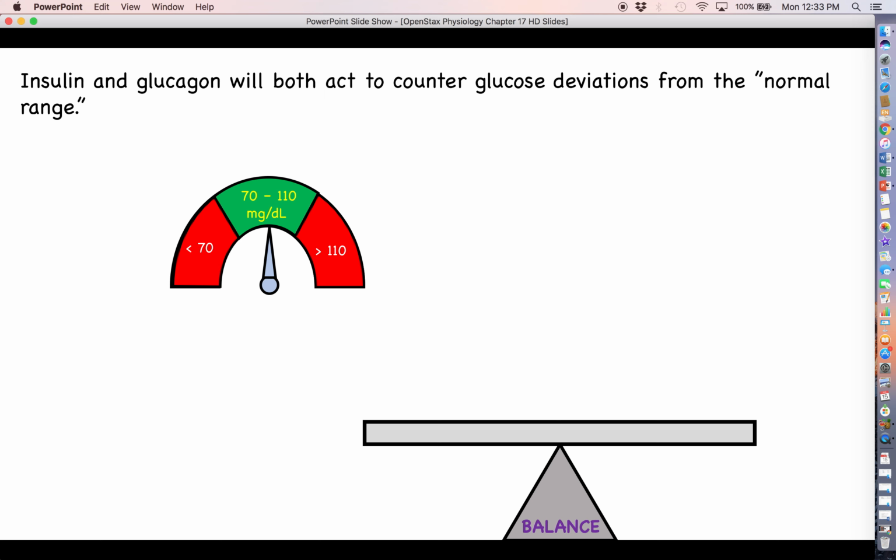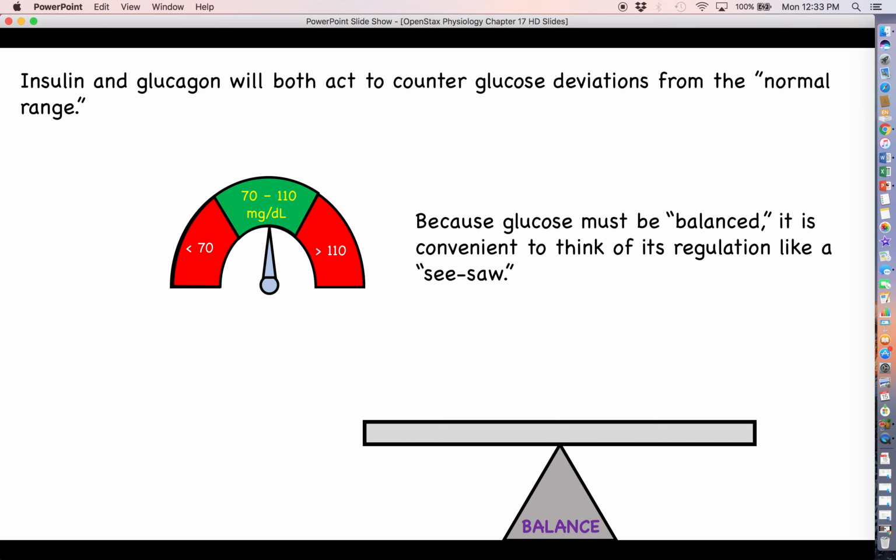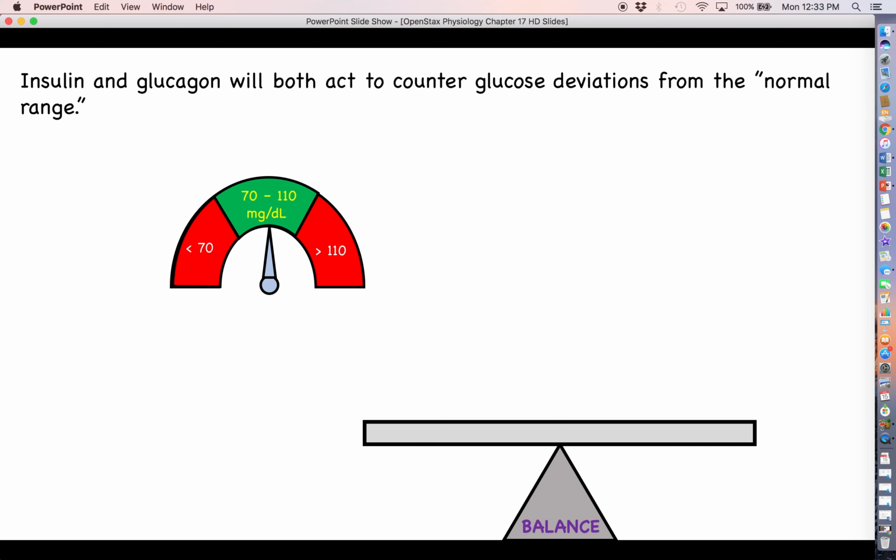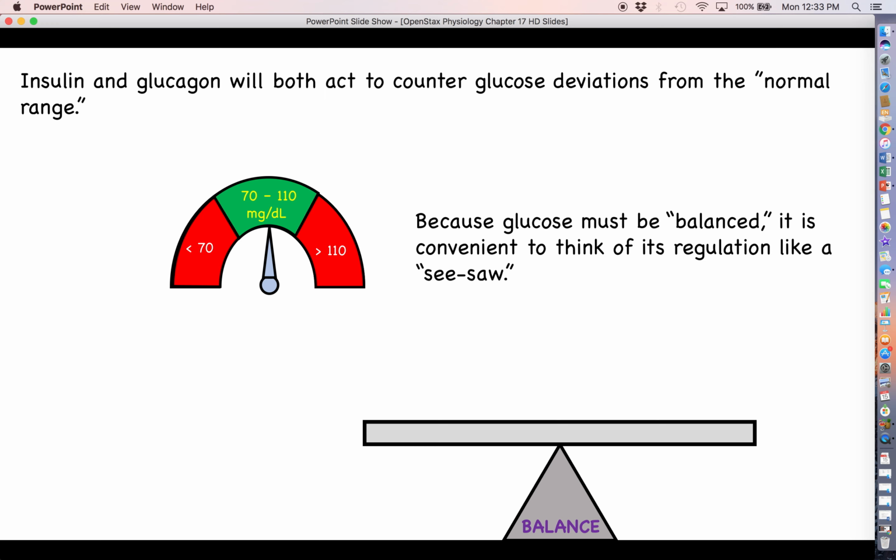So the way to think about this, as always, is insulin and glucagon are going to maintain homeostasis. We've got this normal range, as indicated by the green part of this gauge right here, the 70 to 110 milligrams per deciliter blood glucose. We're trying to keep things balanced. We don't want it to get too low, which is hypoglycemia. We don't want it to get too high, which is hyperglycemia.